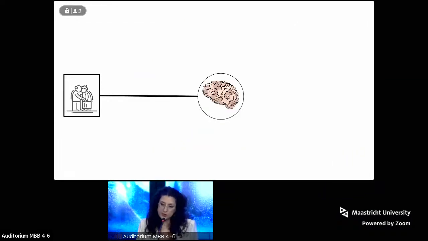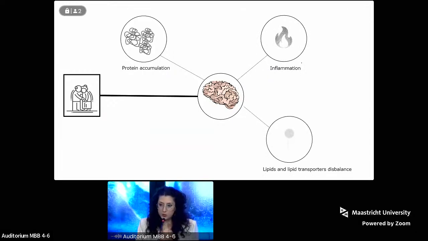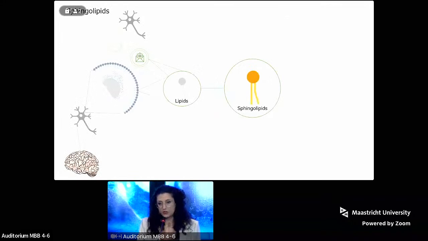The pathology of Alzheimer's disease is characterized by events happening in the brain that can lead to the neurodegenerative process. We have, in fact, a protein accumulation, mainly in the frontal part of the brain, widespread inflammation, lipids and lipid transporter disbalance, and epigenetic changes. All these four events are singular events that together can influence each other and can bring to the neurodegenerative process and therefore to Alzheimer's disease. In the next slide, I will mainly talk about lipids and lipid transporter disbalance and the relation with Alzheimer's disease.